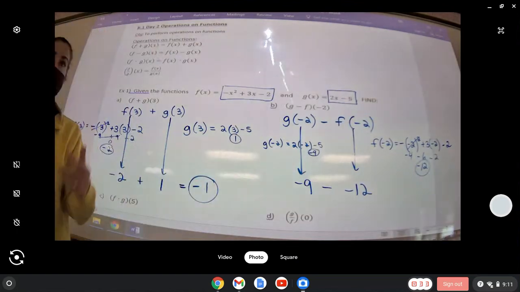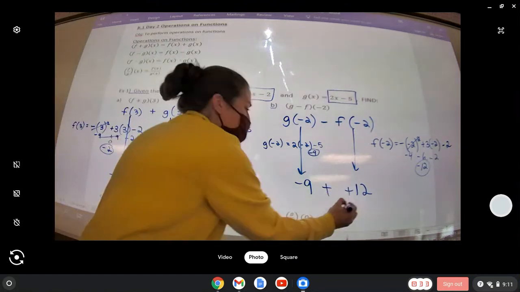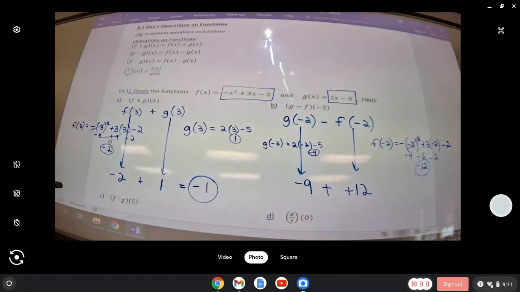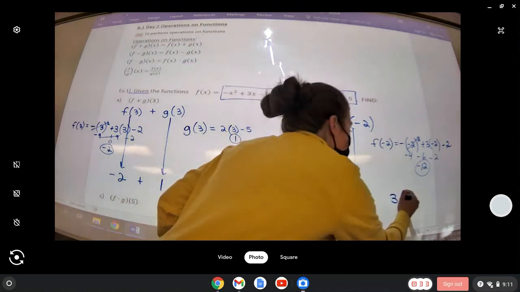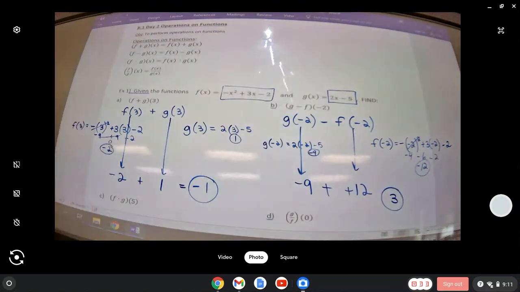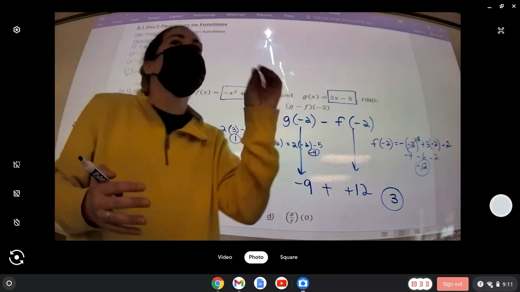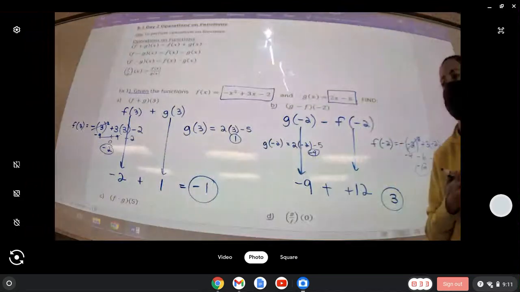Well, guys, what happens when you subtract a negative number? It turns to addition. Negative 9 plus 12 is 3. And you're done. How do we feel about that? Is everybody okay? So again, to me, it just got a lot easier, but maybe a little more time consuming, right? It just takes a little more time.